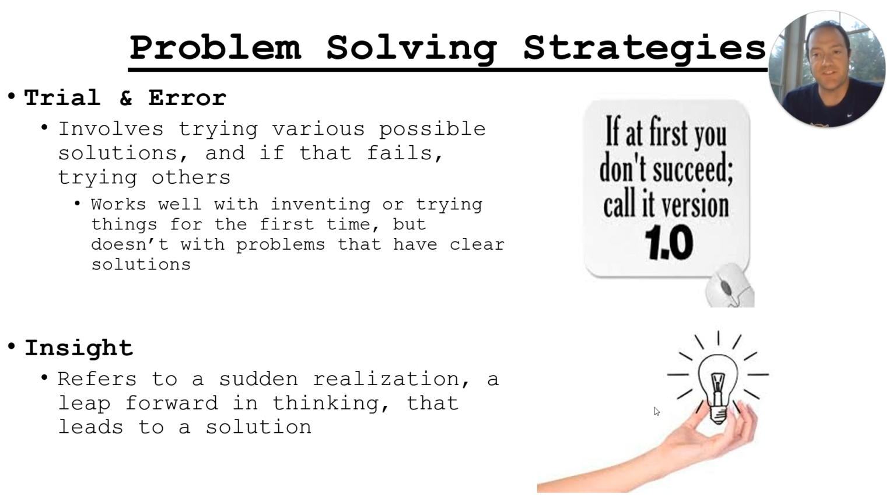It works well with inventions and trying things for the first time. But if something has a very clear solution to it, or a very clear type of solution to it, you're going to go down that path. You're not going to just try things that are obviously not going to work. So trial and error works well when you're trying to invent things and using things for the first time. But if there's a very clear type of solution, then trial and error is not the way you're going to go about solving it. You're going to go about the very clear way.